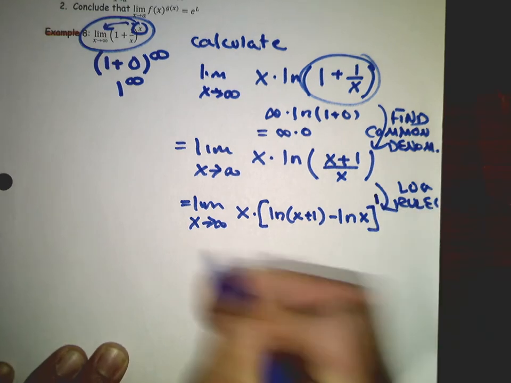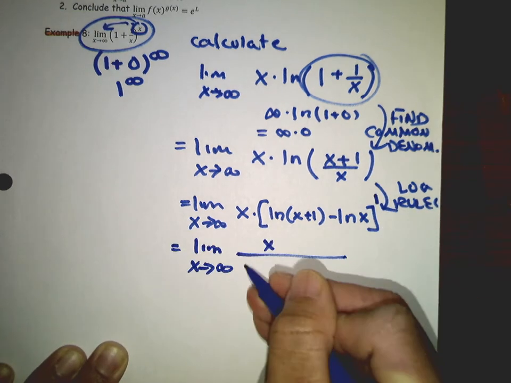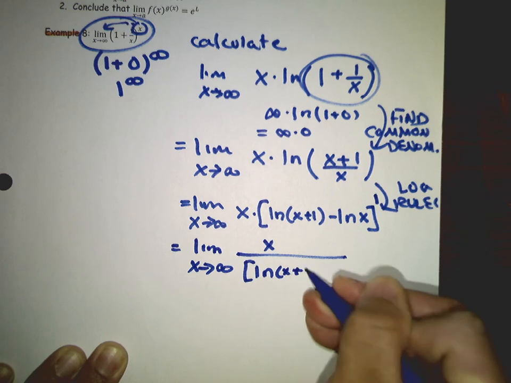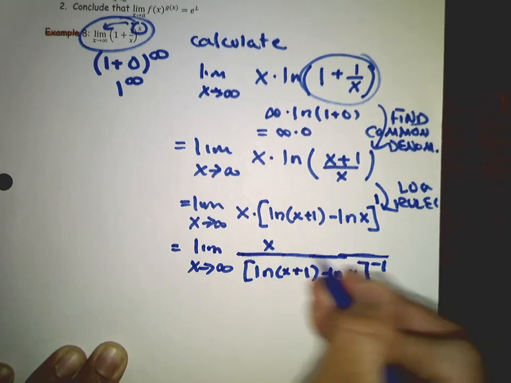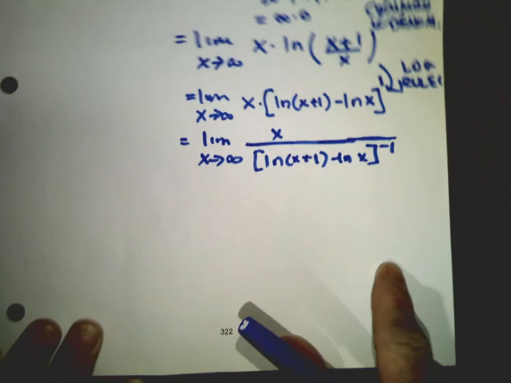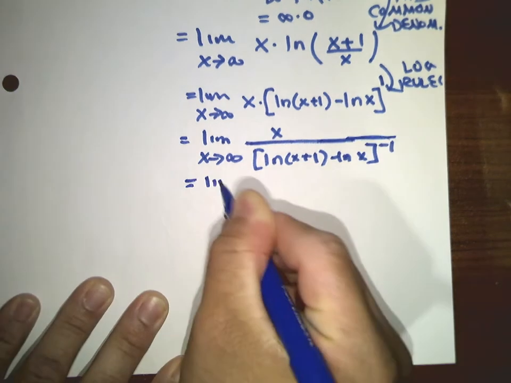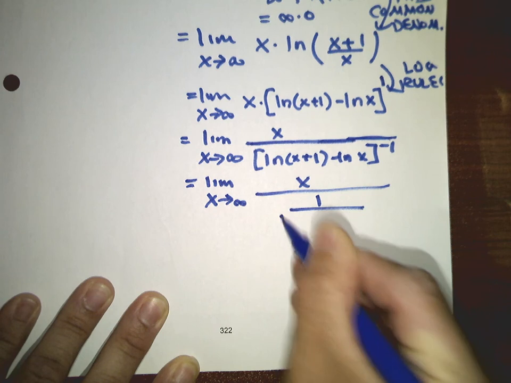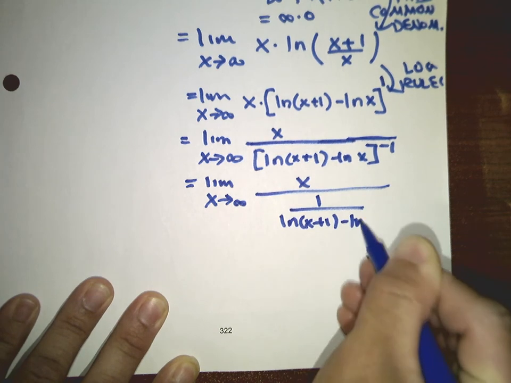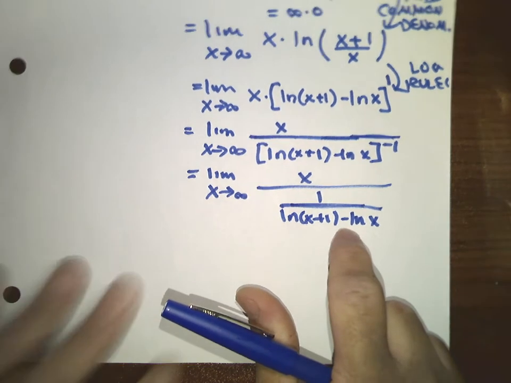See how this x is to the first power? I'm actually going to rewrite this in the denominator as it being to the negative 1 power. So if I bring it back to the denominator, it's to the negative 1 power. And why would I want to do that? Well, then this is the limit as x approaches infinity of x all over 1 over the natural log of x plus 1 minus the natural log of x. And then I can see that I can combine these back together.